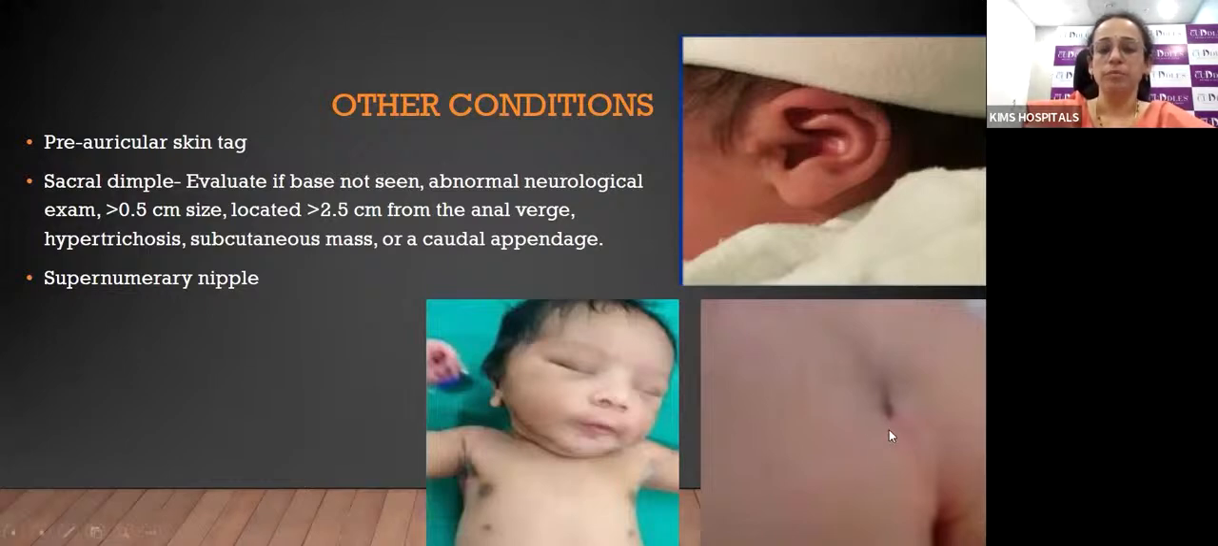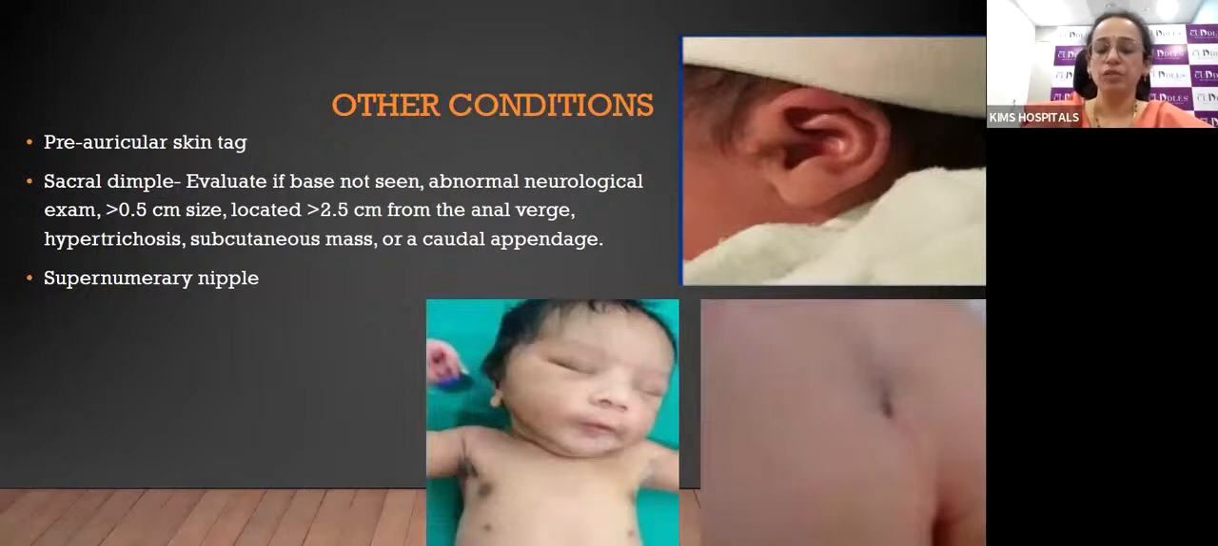So this is a sacral dimple, which is seen usually in the lumbosacral area in some neonates. We should evaluate if the base of the dimple is not seen, or any abnormal neurological examination, like if there is any issue with the movement of the lower limbs of the baby, or if the size of the dimple is more than 5 mm and located more than 2.5 cm from the anal verge or out of the gluteal cleft, or it is associated with any hypertrichosis or hairy patch, or subcutaneous mass or a caudal appendage.